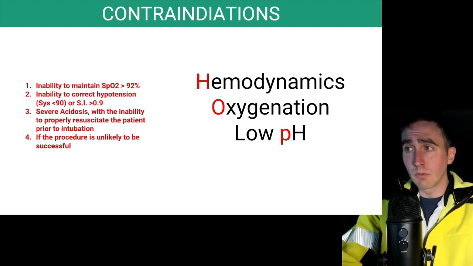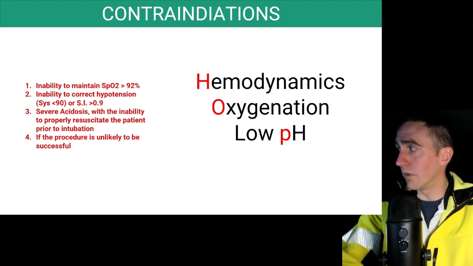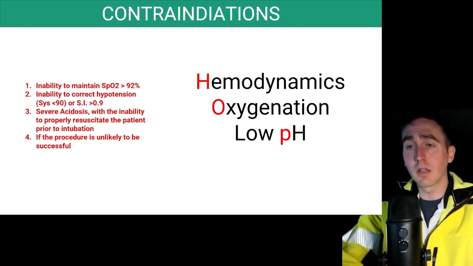Second contraindication would be an inability to properly correct or optimize the patient's hemodynamics. So if the systolic's less than 90 or if the shock index is greater than 0.9. So what is a shock index? How do we calculate that? It is the systolic divided by the heart rate. So imagine if a patient has a heart rate of 100 and a systolic of 100, would that patient be a candidate for proceeding with RSI?